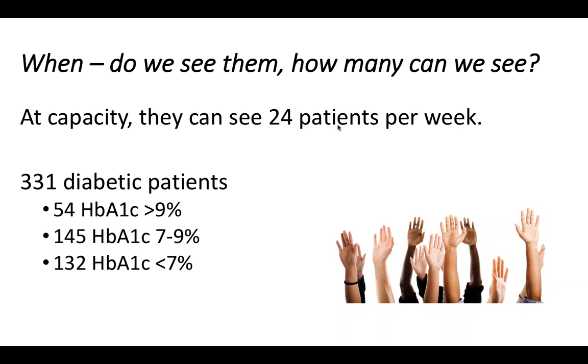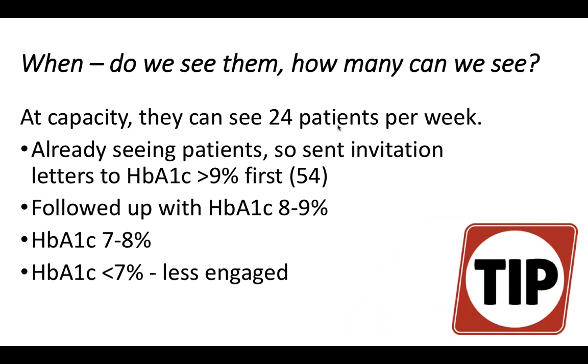So we decided that with 24 patients per week, we would send out letters to our 54 patients with a HbA1c of greater than 9% first. Now, we said that they had a capacity of 24 patients per week, but they were already seeing patients for care plans. It was a very reactionary approach to how they did it, but she was already doing some work. So it's not like we're wanting to fill up 24 patients a week straight up. That's why we limited the number of letters we sent out.